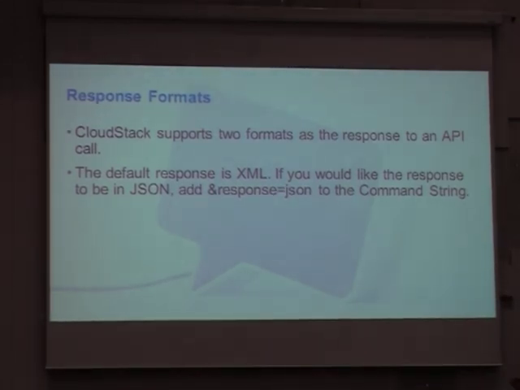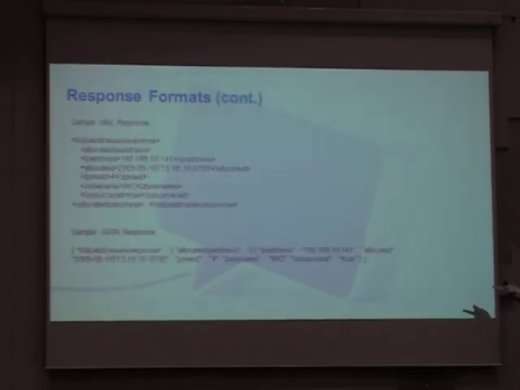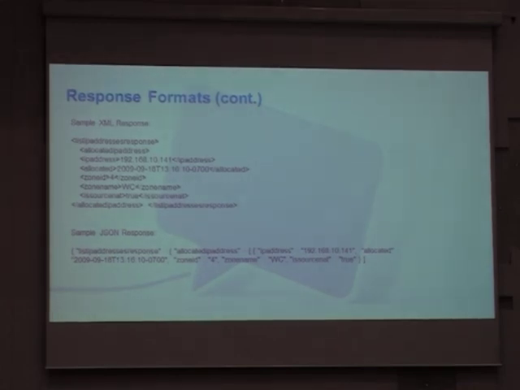Just for an example of this, if I executed a list IP address command, this is the XML version of that, and the bottom is the JSON, a very similar request method. So it really depends on your client how you want to parse it. And then what I was going to quickly show you on the browser is where you can find these commands.